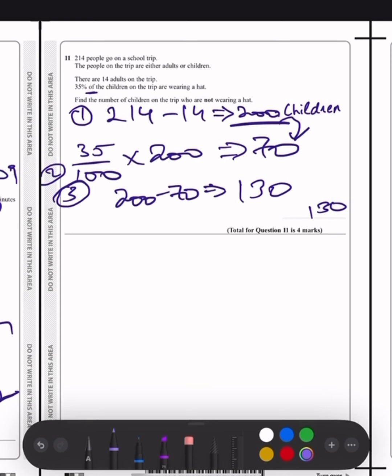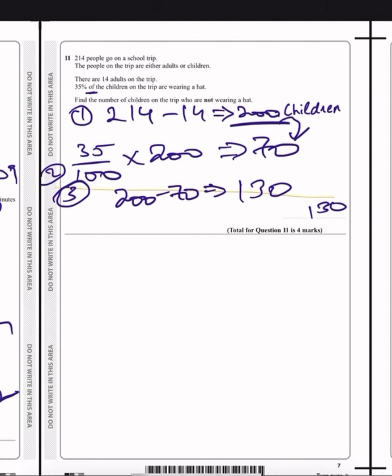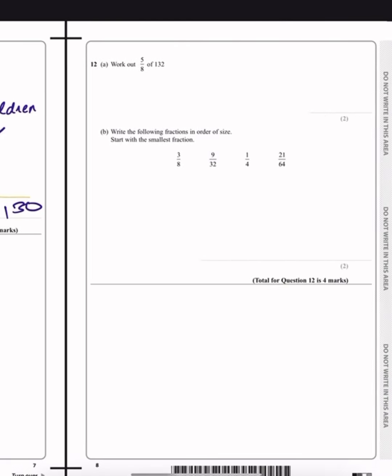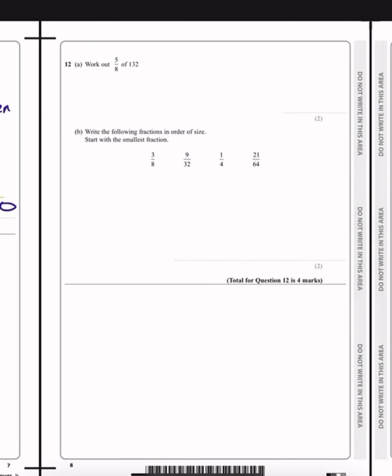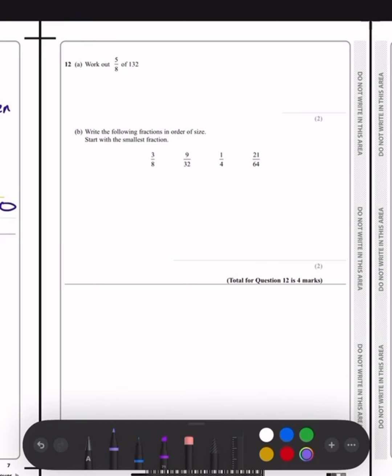Perfect. Your fourth mark, I think, is for converting 35% into 35 over 100. So perfectly fine, here you get a full 4 marks. Moving on to next question. Here we've been given a fraction in both parts. Our first question is, work out 5 over 8 of 132. Again, super simple, as we know, 5 over 8 of means multiply 132. We simply solve that and it gives us an answer of 82.5. And that gives you a full 2 marks.